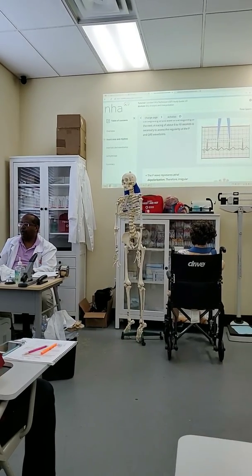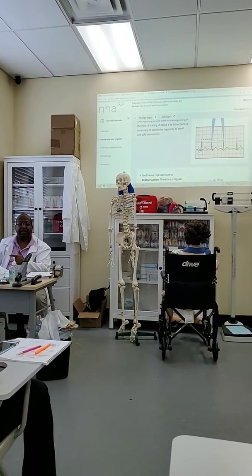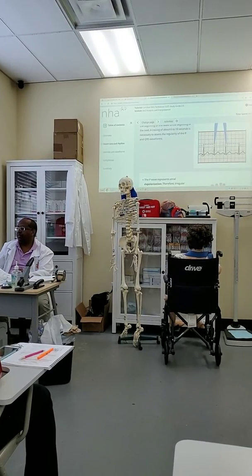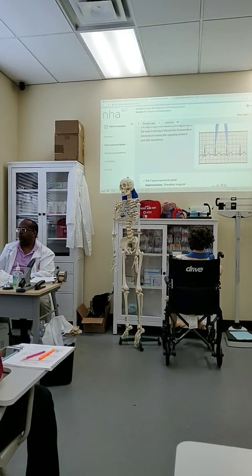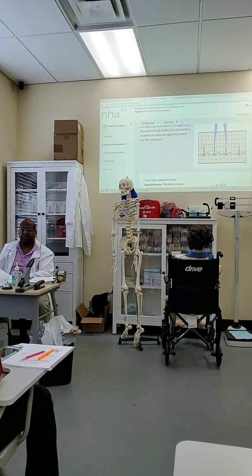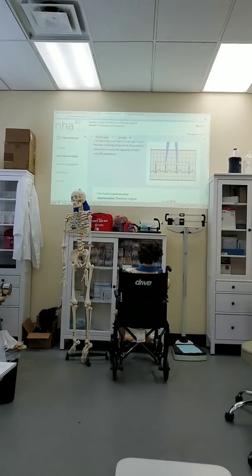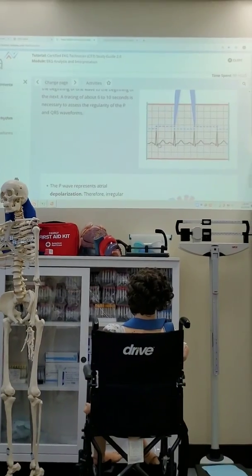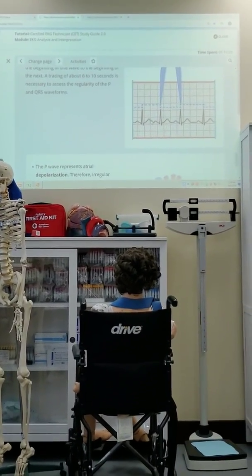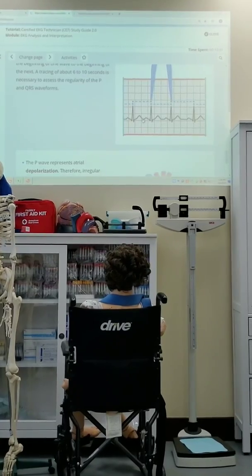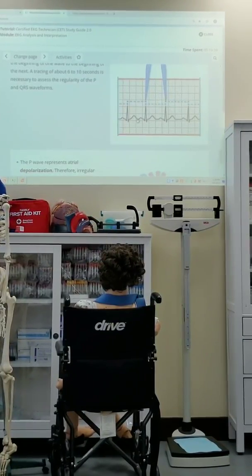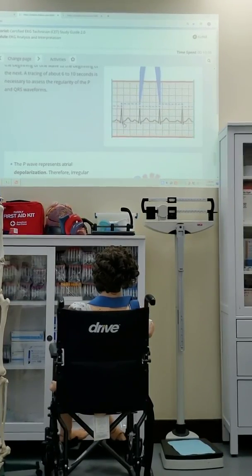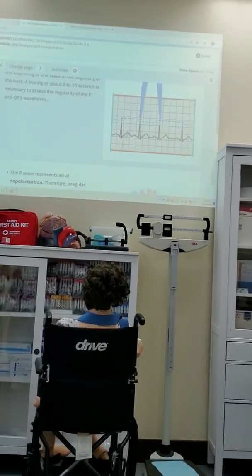Now, when the waves and the segments are included together, they are called intervals. For example, this is the PR segment, but everything from here to here is called the PR interval. This one is, for example, the ST segment, but when it includes the T wave up to the end, that is the ST interval. We also have the QT interval. It contains multiple waves, Q, R, S, it also includes the ST segment, and it includes the T wave.